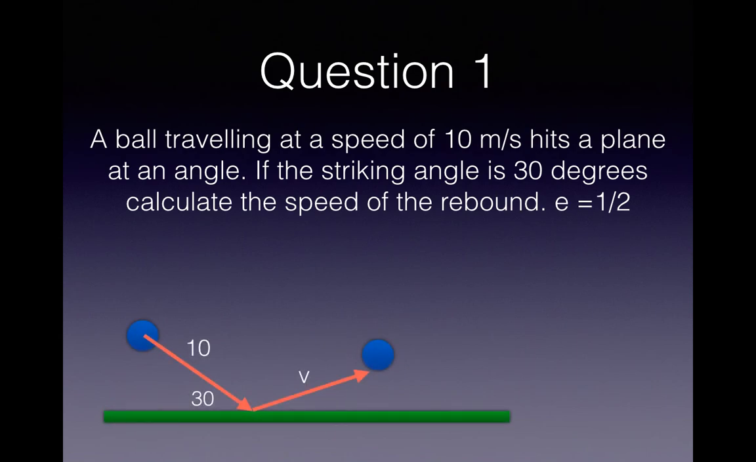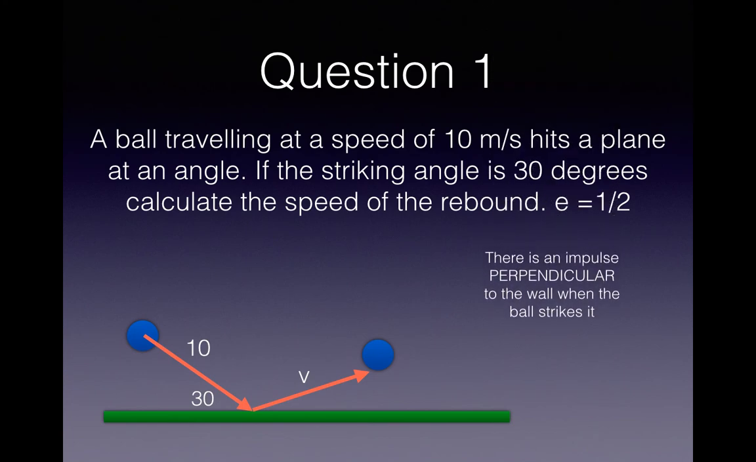So what we're talking about is something like that. The ball starts on the left, traveling at 10 meters per second. There's an angle of 30 degrees between the velocity of the ball and the plane that it is striking, which is the green thing, and then the ball rebounds off.